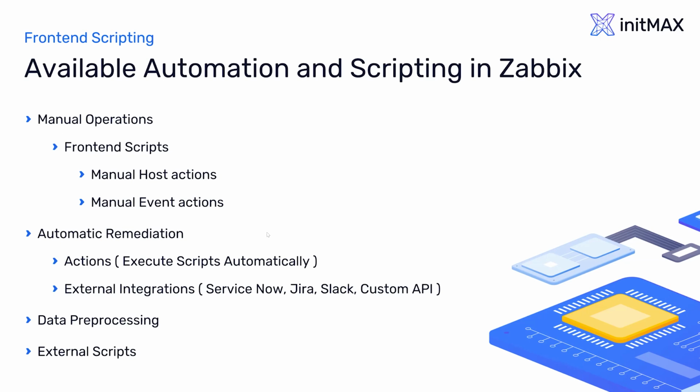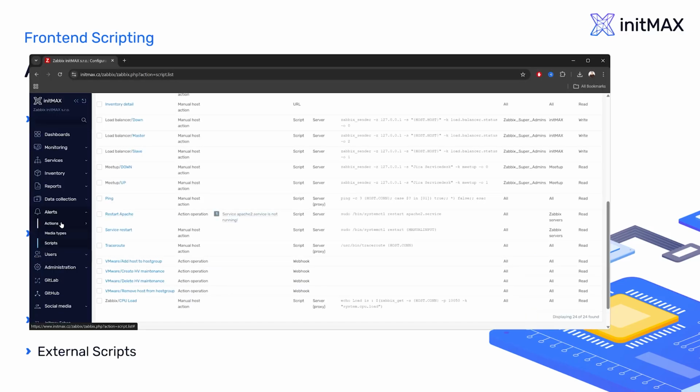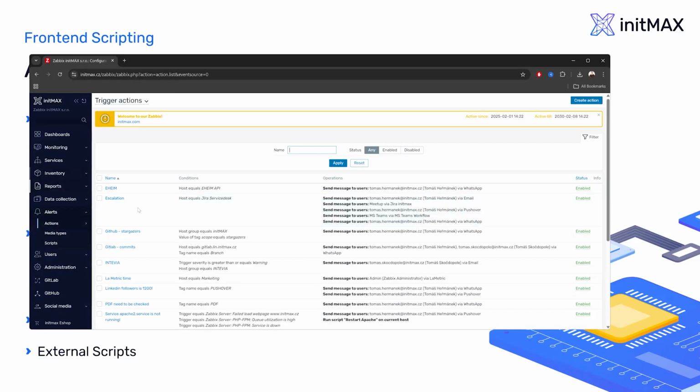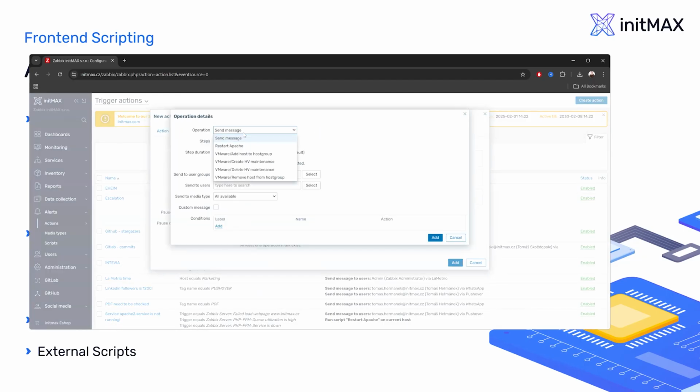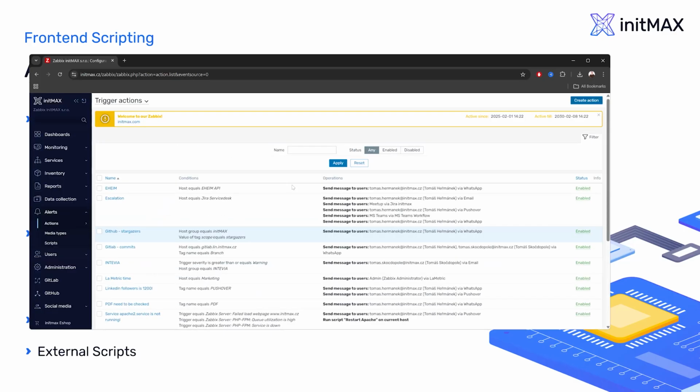And external integrations like ServiceNow, Jira, Slack, custom APIs, those would essentially be the webhooks. So mostly for the messaging, by default here again, if we go into the actions, trigger actions, and create a new operation, we have send message, which by default would send to your email, but we could also use Jira or Teams or Discord or whatever else.